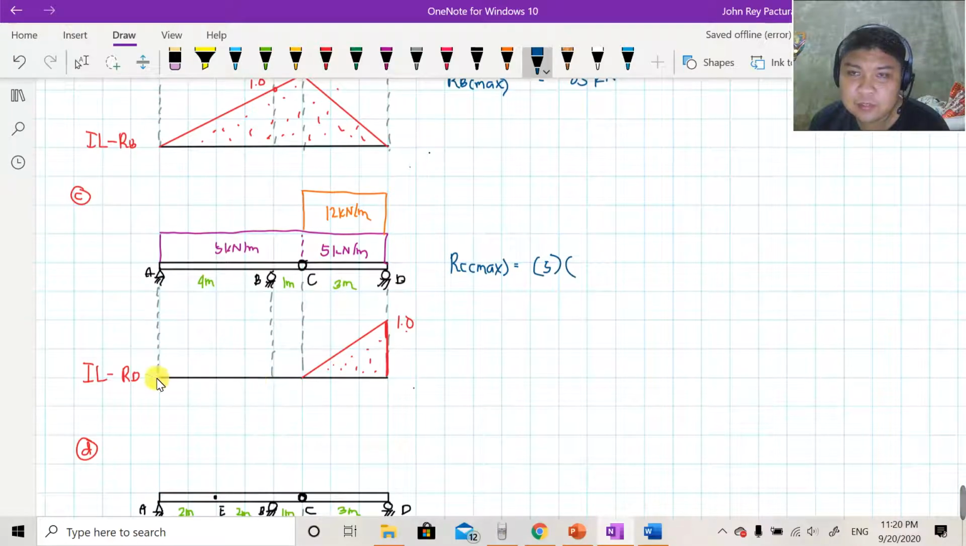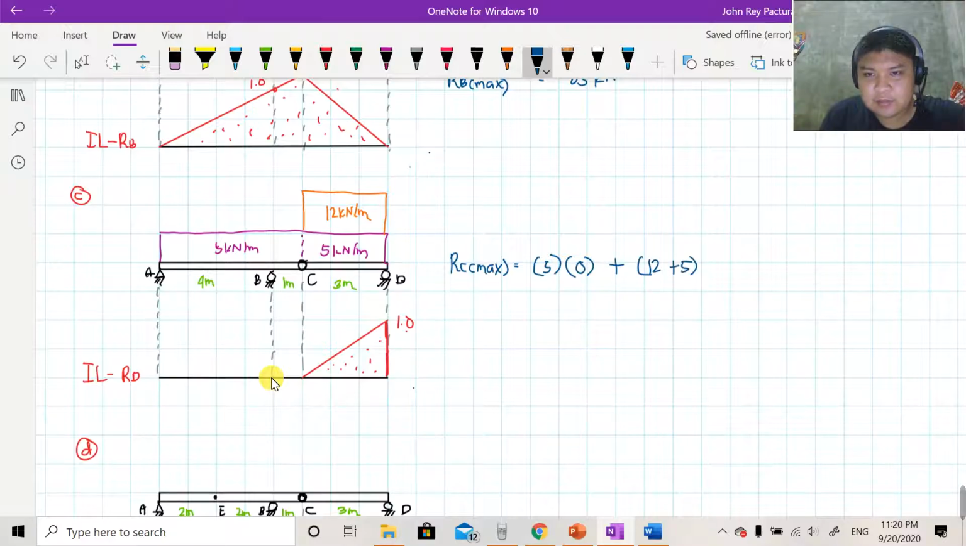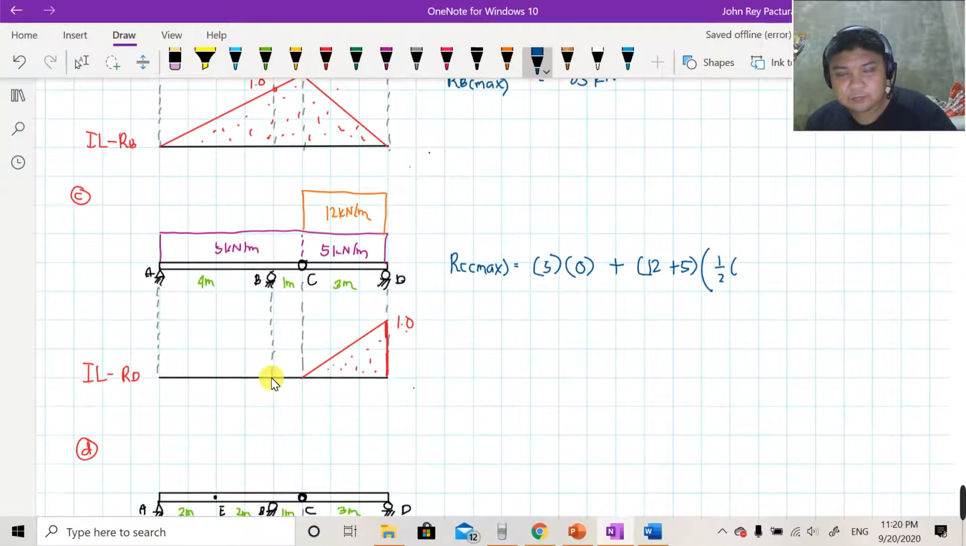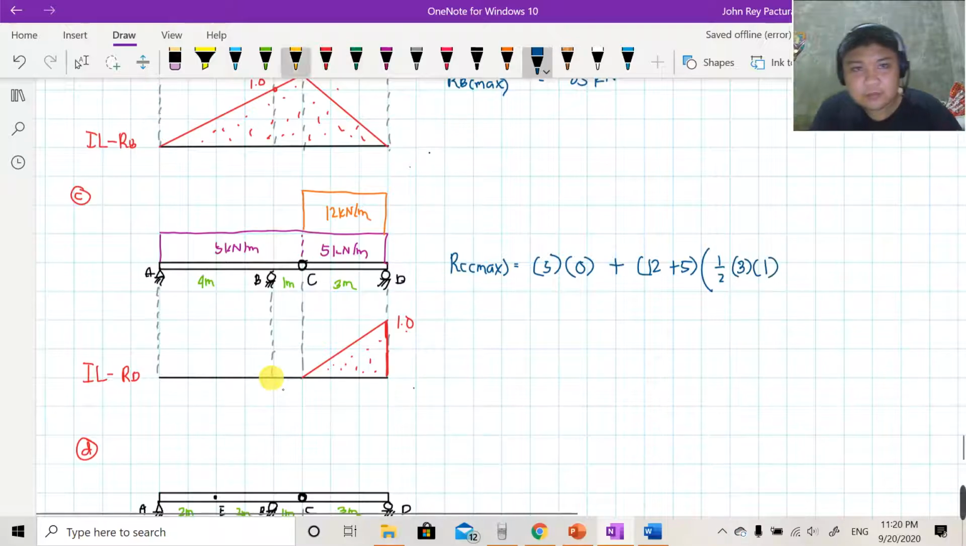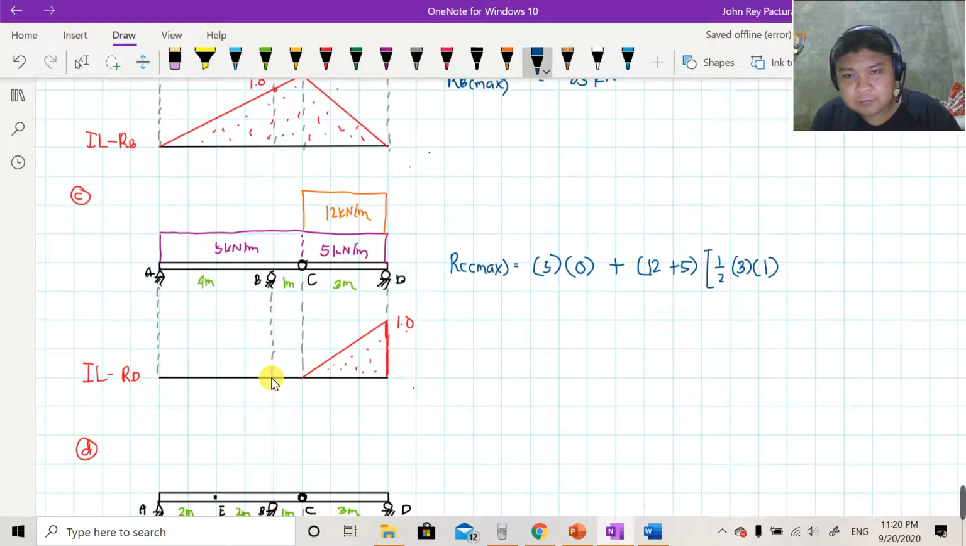Please focus your eyes sa mouse cursor. May nakikita ka bang area? 'Di ba wala? So therefore, ilagay mo lang 0. So on the other hand, yung 12 plus 5 natin, syempre may area yan. So that is 1 half times 1 times 3 tapos times 1, 'di ba? So that will be the area. So lagyan natin ng bracket para understood na area siya. So this is the area, no?